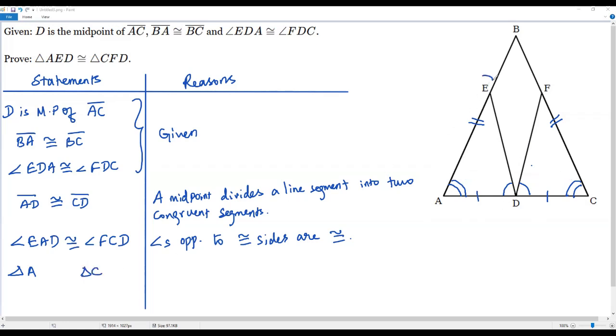Now let me take the vertex C in the first triangle. What is the corresponding vertex in the second triangle? That is F. And now let me take the third vertex D of the first triangle. The corresponding vertex in the second triangle is also the same D. Let me write it over here. So these two triangles are congruent by the angle side angle triangle congruence postulate.